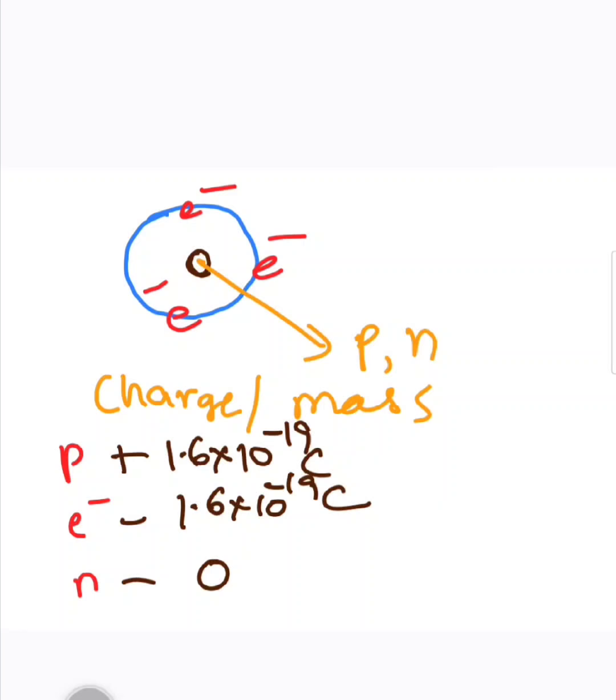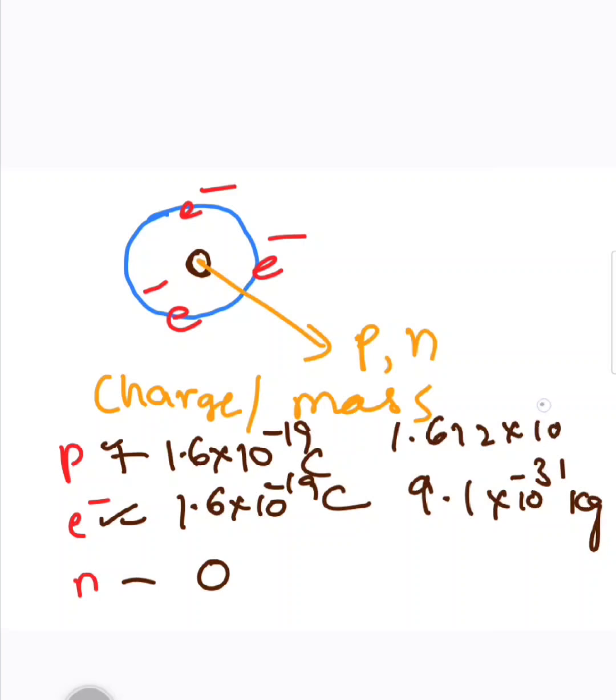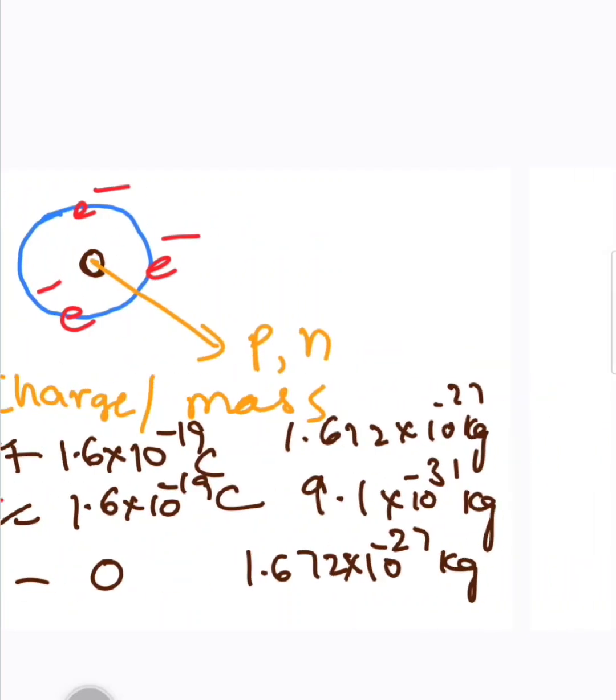Next, coming to the mass. In the charge, proton and electron magnitudes are similar, but the signs are different. Whereas in the mass, the proton and neutron are the same, but the electron mass is 9.1 into 10 to the power minus 31 kilograms. Per proton, it is 1.672 into 10 to the power minus 27 kg. For the neutron also the mass is the same, 1.672 into 10 to the power minus 27 kg. Okay, so what is 1 AMU? 1 AMU is nothing but 1.672 into 10 to the power minus 27 kg.